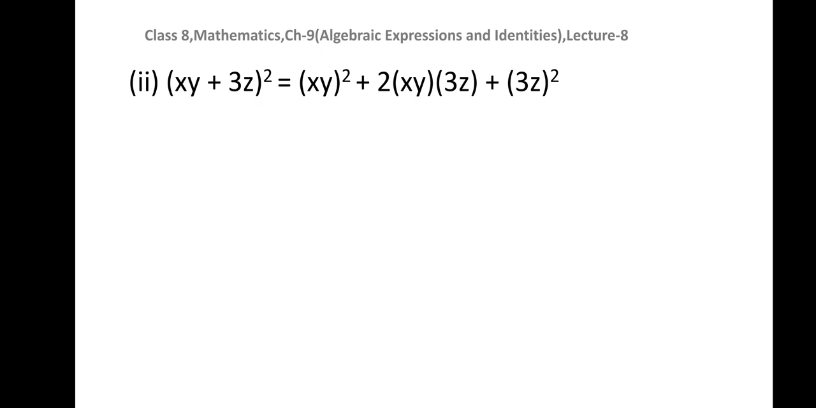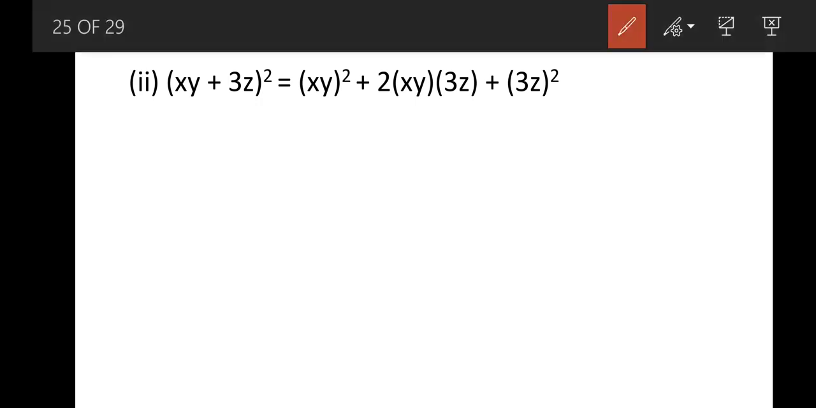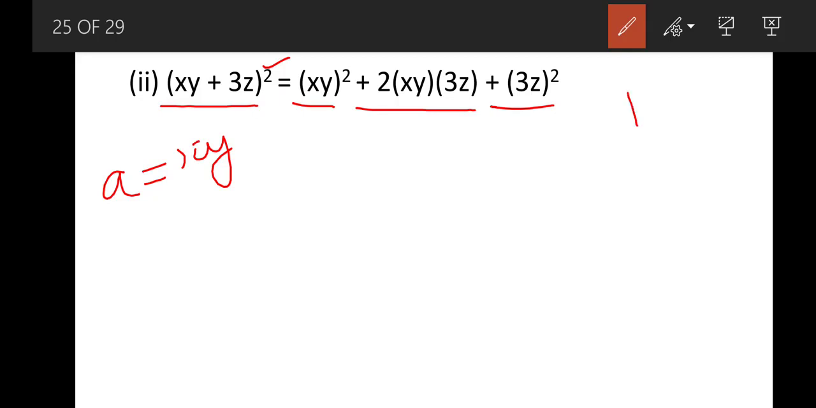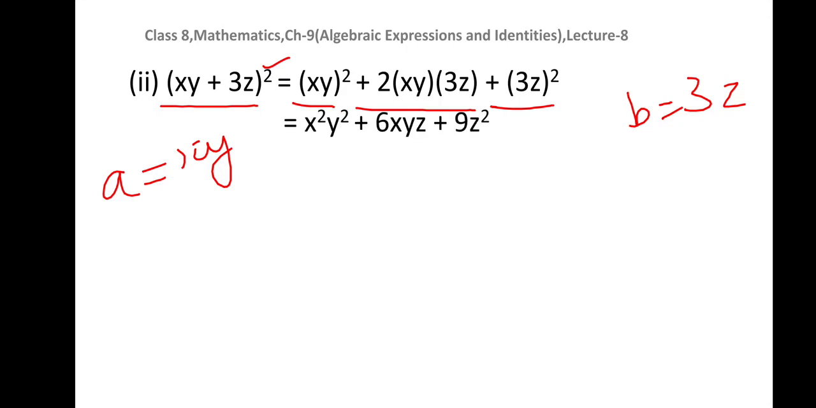Let us solve now the second part. Here first of all you need to identify which identity is to be used. Here plus sign is there in between the 2 terms and square is also there. So you will be using identity number 1, so it will be a square plus 2ab plus b square. Here a is equal to xy, b is equal to 3z. So simply you are supposed to put the values. It will be x square y square plus 6xyz plus 9z square. Identity number 1 we have used.